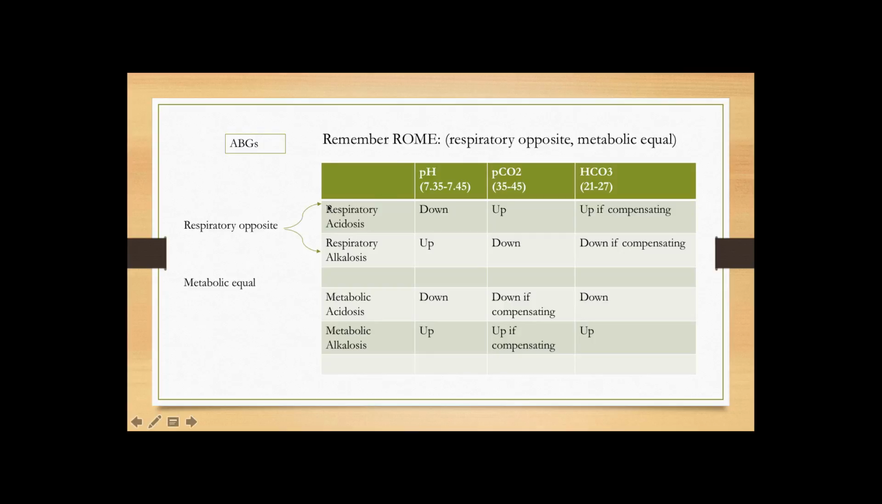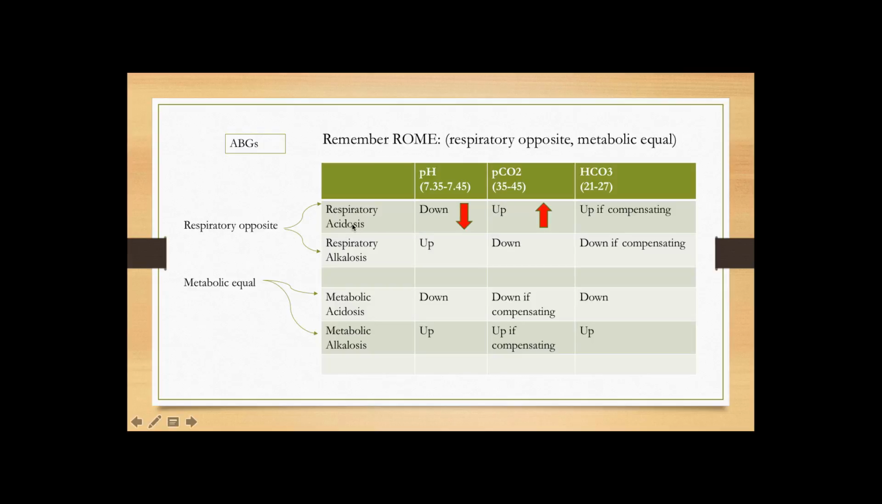Respiratory opposite means that in the case of respiratory acidosis and respiratory alkalosis, lab values will look like this. Whenever it's respiratory, we always look at pH and PCO2. And whenever there is a metabolic situation, you are going to look at pH and bicarb levels, and it will be either metabolic acidosis or metabolic alkalosis. So how do we differentiate? Well, this is how you differentiate. In the case of respiratory acidosis, pH is going to be low, and PCO2 is going to be high.